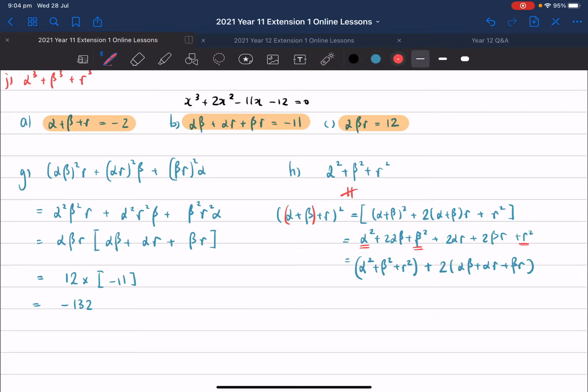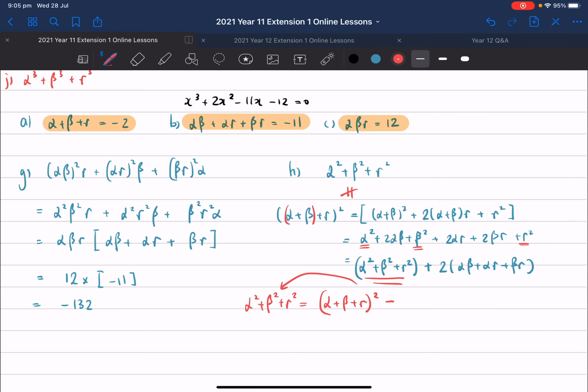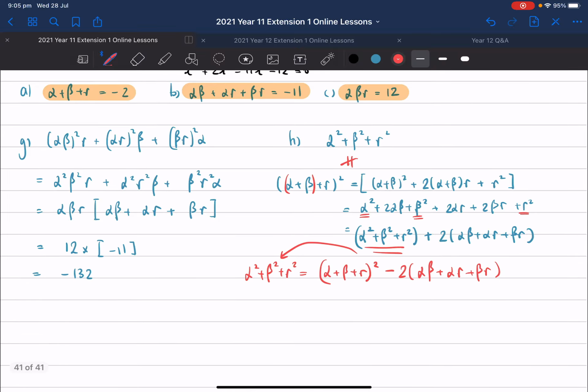The formula itself that you should remember later: alpha squared plus beta squared plus gamma squared is equal to alpha plus beta plus gamma, the entire thing squared, subtract. Now remember, you move this term over to the left-hand side, so that plus becomes a minus here. Subtract two lots of alpha beta, alpha gamma, beta gamma. That should be the formula that you remember, and then you don't have to derive it every single time it comes to the question, okay?